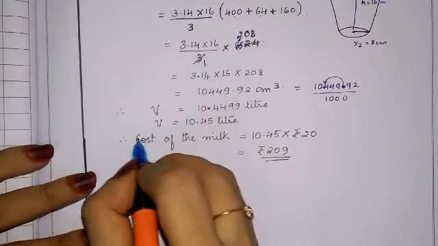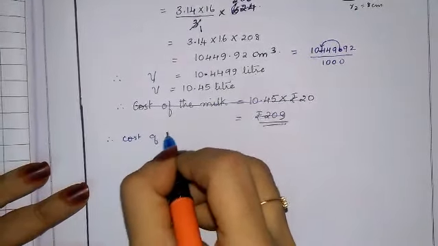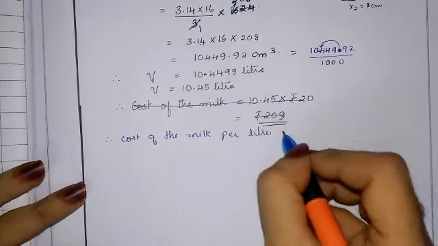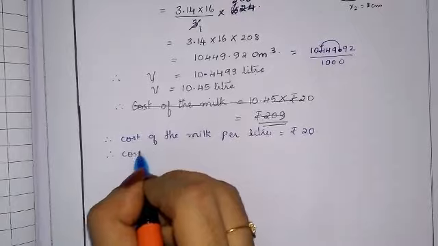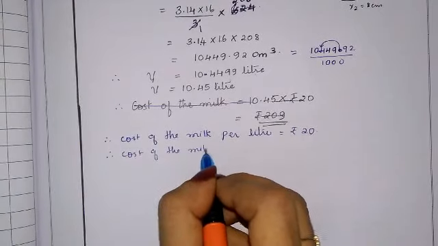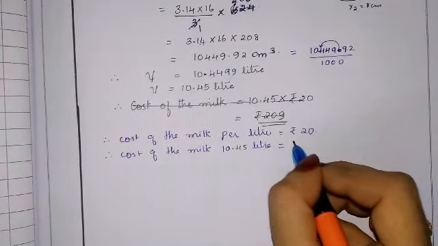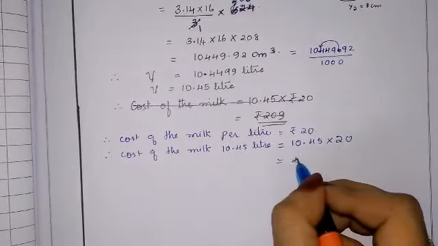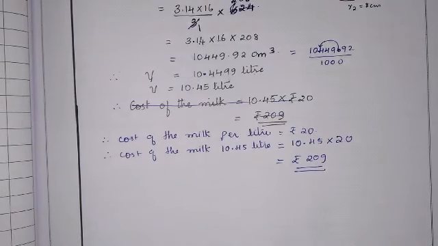Here the steps I have written in short. Let me write. Therefore, the cost of the milk per liter is rupees 20. For 1 liter, rupees 20. Therefore, the cost of the milk, how many liters it contains? 10.45 liter is equal to 10.45 into 20 rupees. You will get rupees 209. So it will cost 209 rupees. So this completes question number 37.